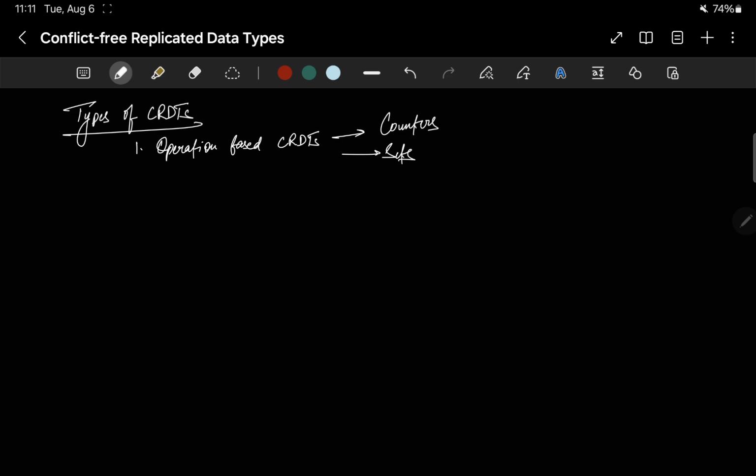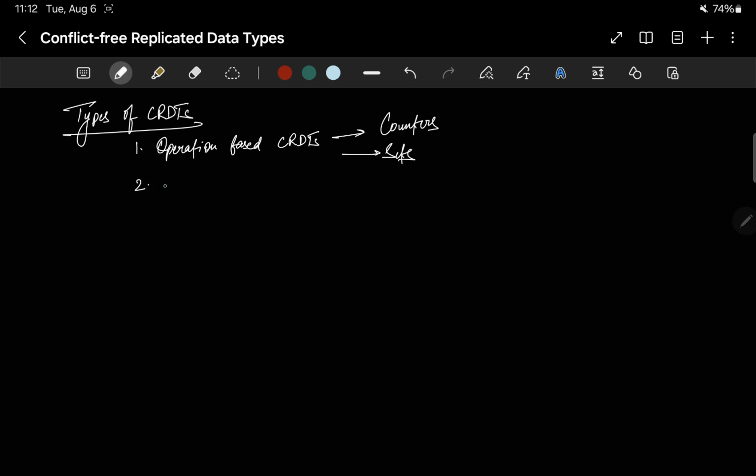So counters allow increments and decrements, ensuring the operation order doesn't affect the final count. Because if, let's say, +1, then +1, then -1 happens, and then -1 happens, the final is 0, right? So no matter what the order of +1 and -1 will be, the final count will still be 0. Okay. So that's why the order of operation does not matter and the final state will be the same. Next, for sets, it enables adding and removing elements in a way that is commutative regardless of the order of operations. Okay.